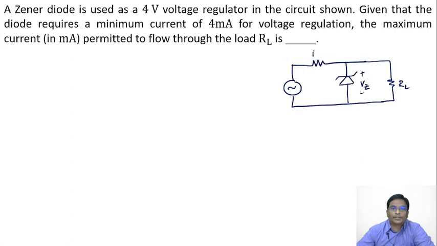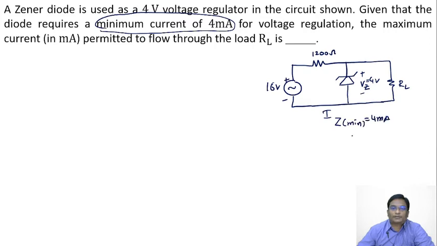If you notice the question, they given 1200 ohms, and this is your 16 volts. A Zener diode is used as a 4 volts regulator, so this is a 4 volts breakdown voltage. Given that the diode requires a minimum current of 4 milliamps, IZ minima. They asked the maximum current in milliamperes permitted to flow through the load. I'm again repeating the same diagram here, just modifying it.